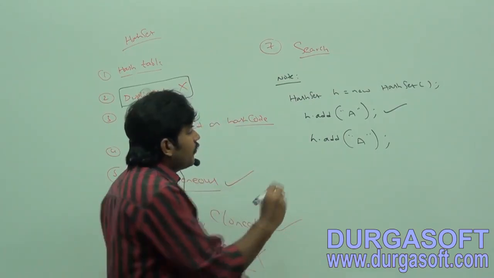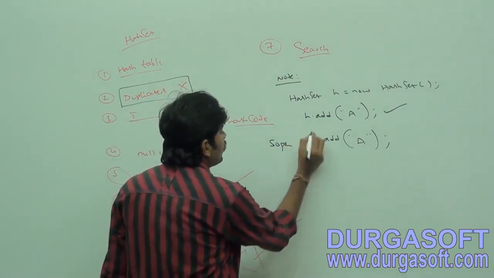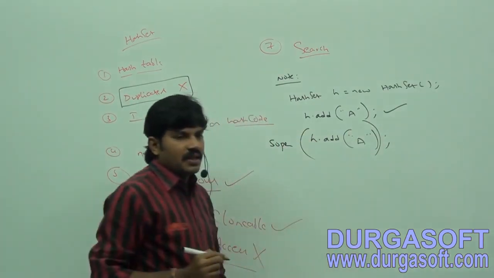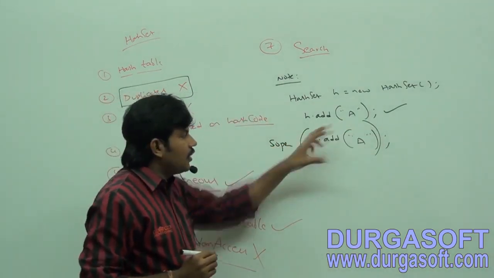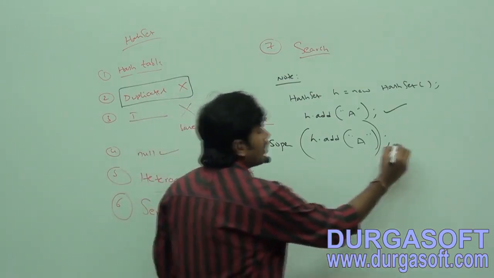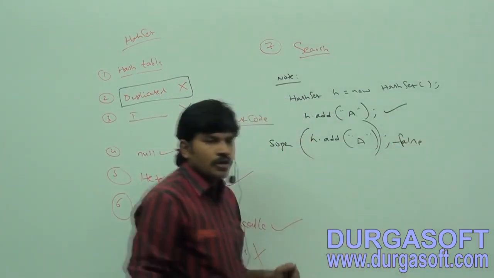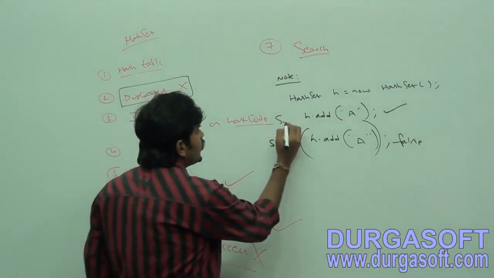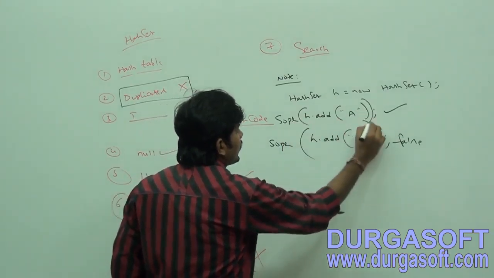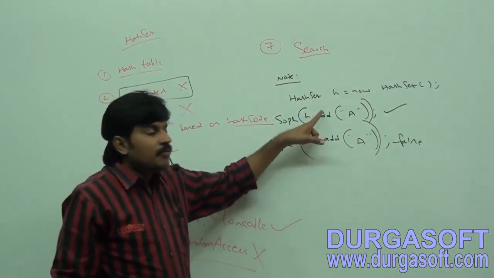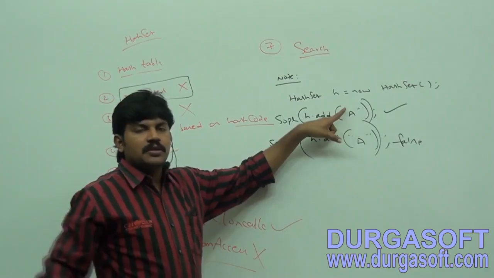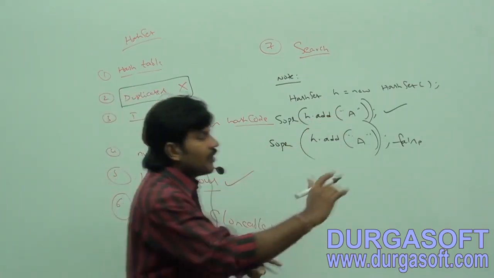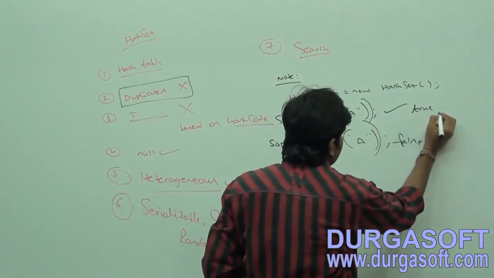If you want, you can take SOP of it like this. I am trying to print the h.add method return type, so what answer are we going to get? If you print SOP of h.add the first time, because the first time it's not a duplicate, it is successfully inserted. That's why it is going to return true itself.